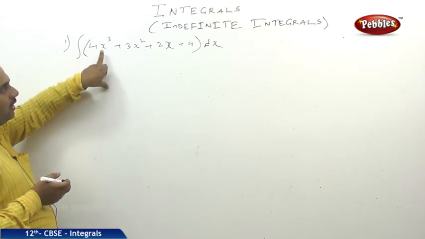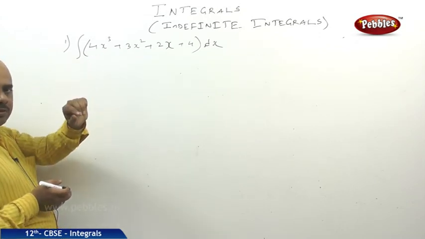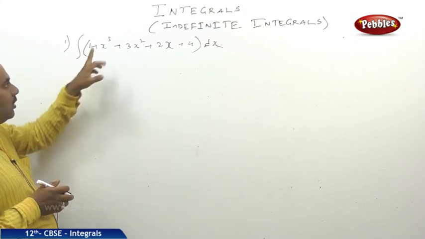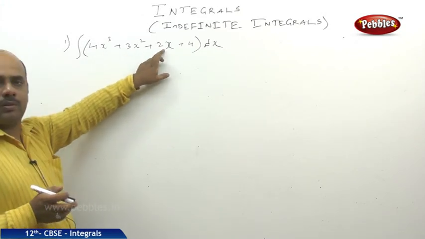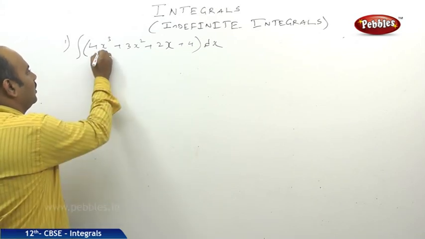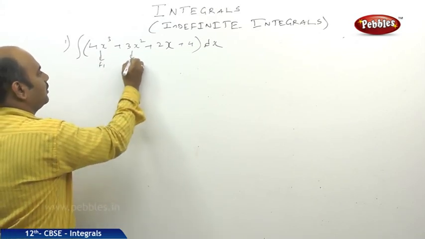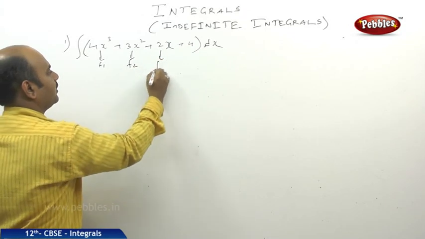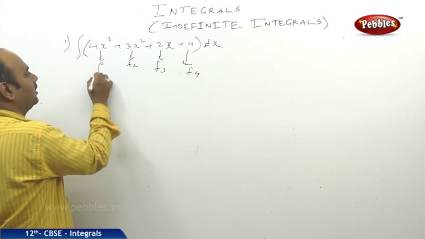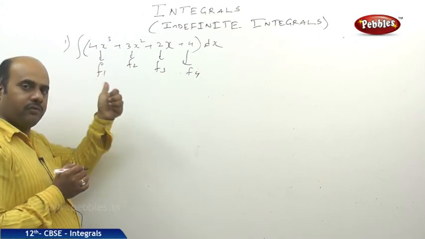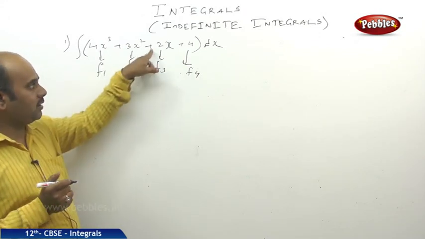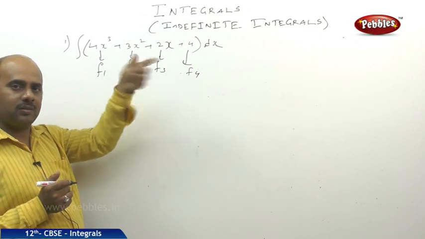If you could observe carefully, a big function is given to you. It is looking like giant, but it is not actually a giant function. It's a very, very small function. 4x cube plus 3x square plus 2x plus 4 dx. I'll be calling this as f1, this as f2, and this as f3, and this as f4. And outside, if you could observe carefully, there is a symbol called integral. And in between there is symbol algebraic operation called as plus.